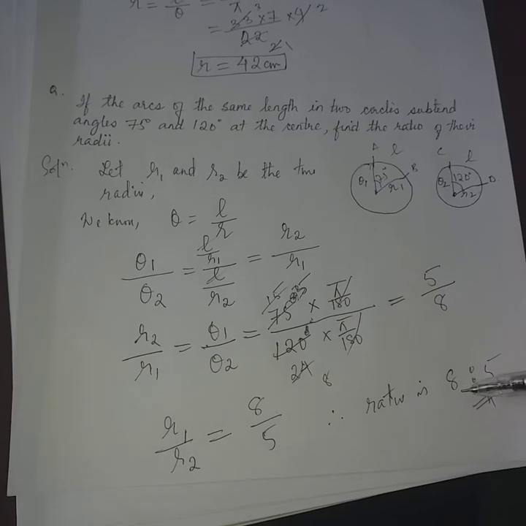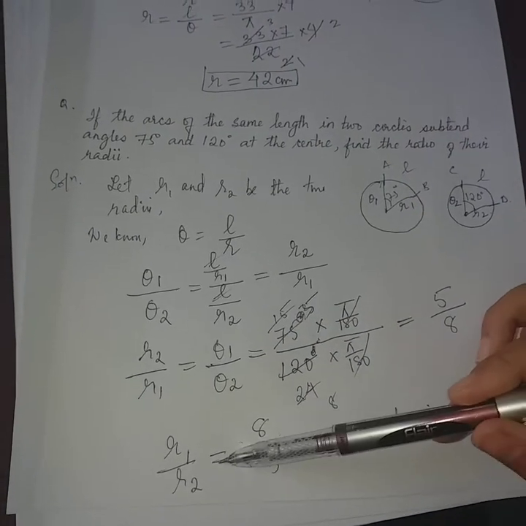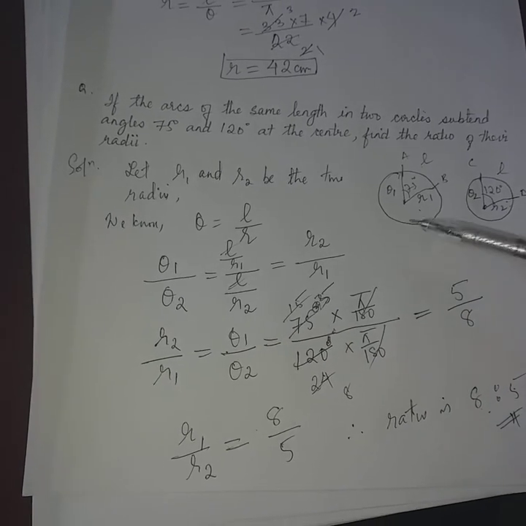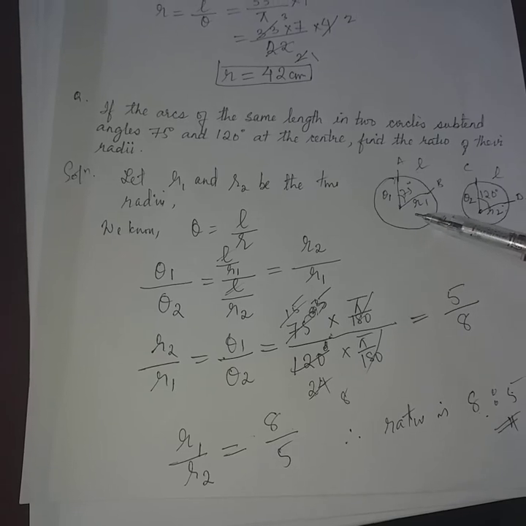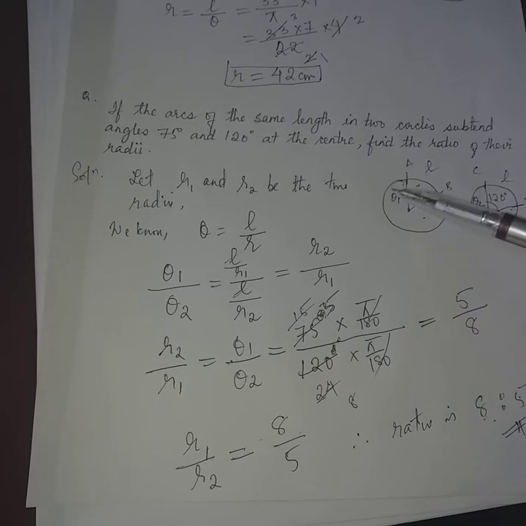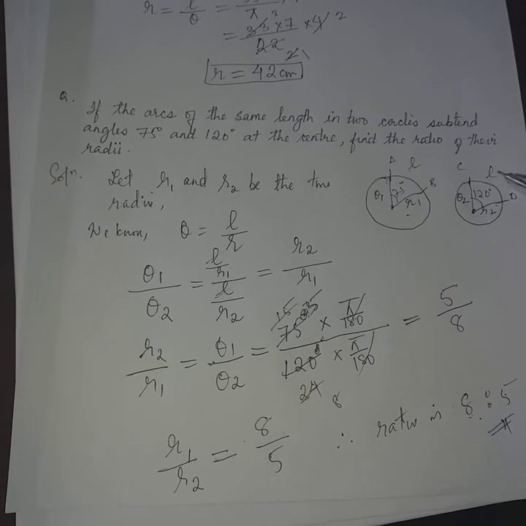So clearly here we see that the ratio of the radii of the first circle to the second circle is 8:5. So the first circle is having a larger radius. The first circle is the bigger one and the second circle is a smaller circle.